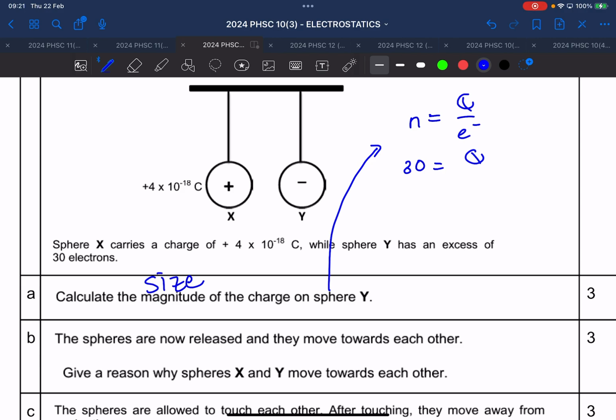So you will always read the word magnitude. Okay, so they say calculate. You see it counts 3 marks. So it means formula, substitute your values, and then answer. And when you calculate that, what do you get? And the unit? What does C stand for? Coulomb.